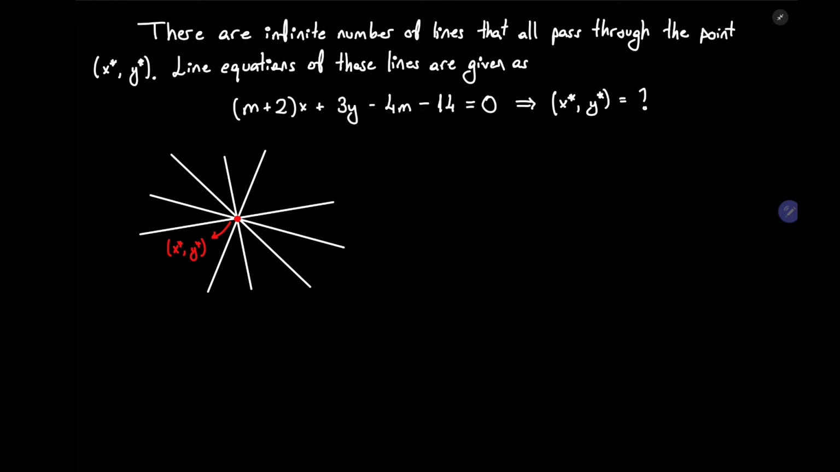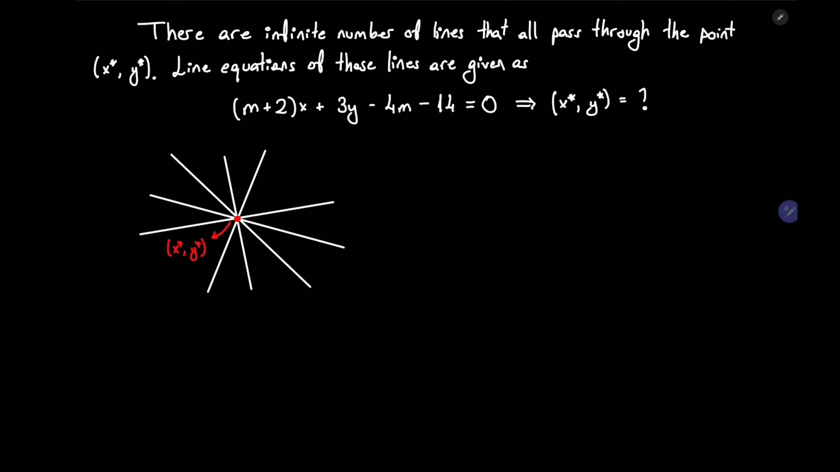There are infinite number of lines that all pass through the point x star comma y star. Line equations of these lines are given as m plus 2x plus 3y minus 4m minus 14 equals 0. We are asked the coordinates of this intersection point. Here we have different lines according to different m values, but no matter what the m value is, the intersection point x star comma y star always satisfies the line equations of these lines.